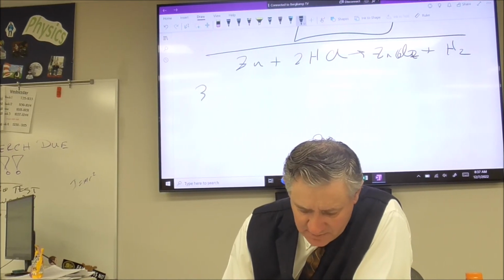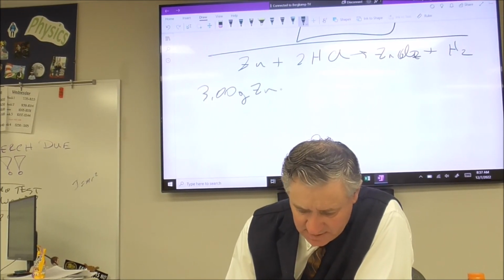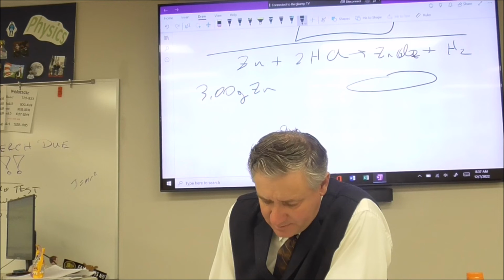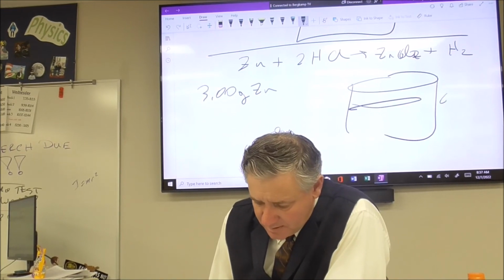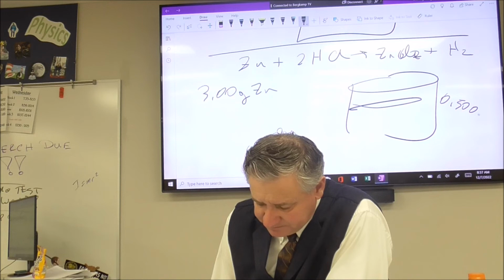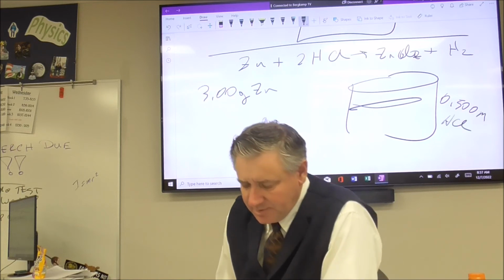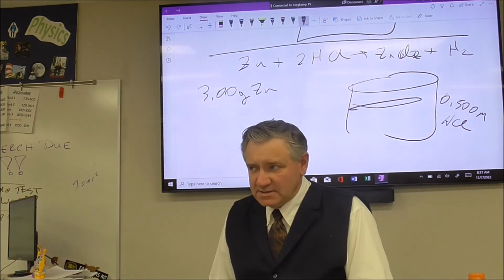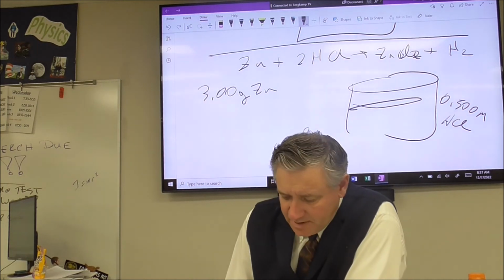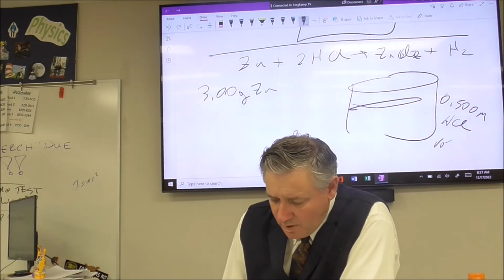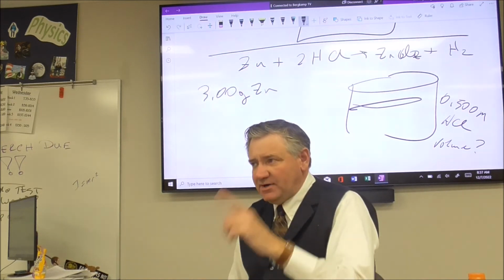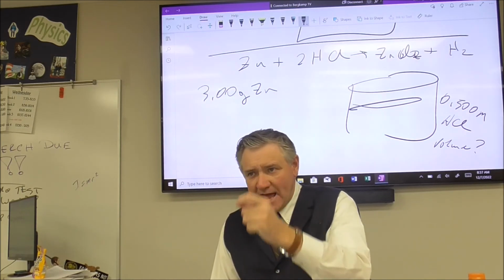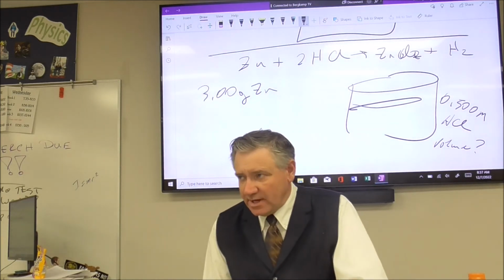We're still going to go back to the 3 grams of zinc. Now, here's what I want to know. I'm going to have a beaker full of 0.5 molar hydrochloric acid. What volume of 0.5 molar hydrochloric acid would I have to react exactly with 3 grams of zinc?